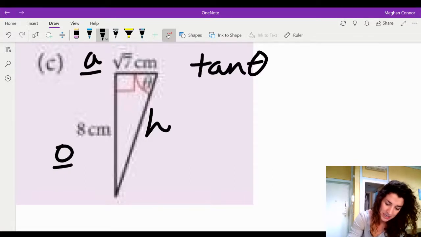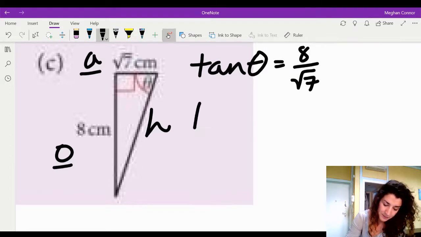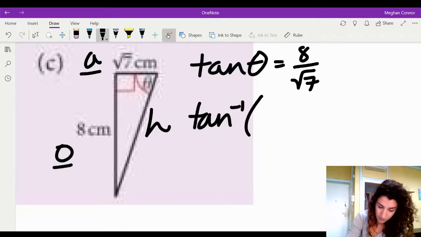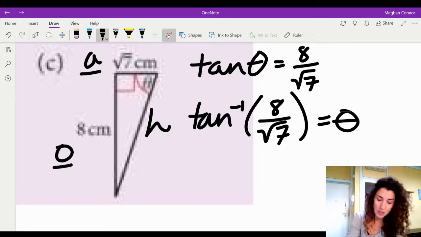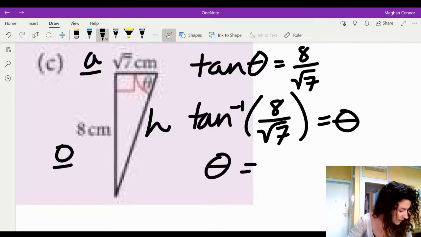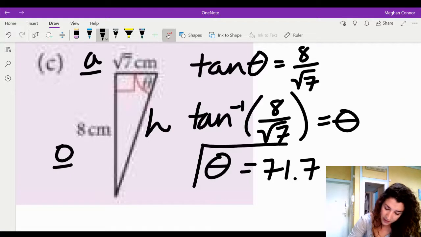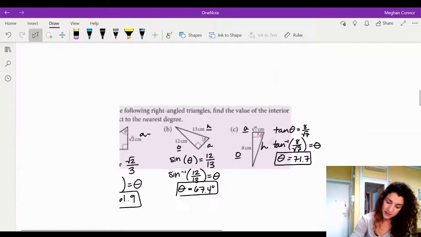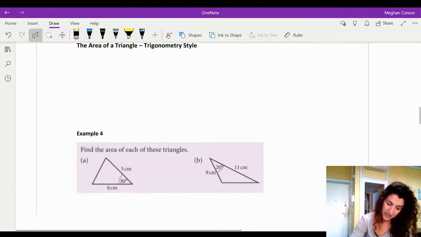I was going to skip a few steps and go straight to my inverse, but I will set it up for you. Tangent of theta, you don't have to have parentheses there, equals opposite over adjacent because it's TOA, right? So 8 over the square root of 7. Should you rationalize the denominator? Yes, if it's a final answer. No, if you're still using it and moving forward. Theta equals 71.7 degrees. All right, example 3, done.